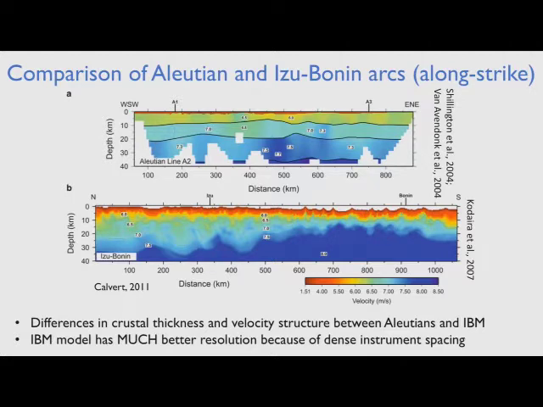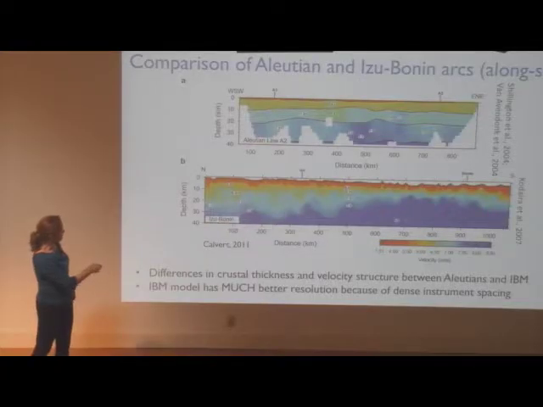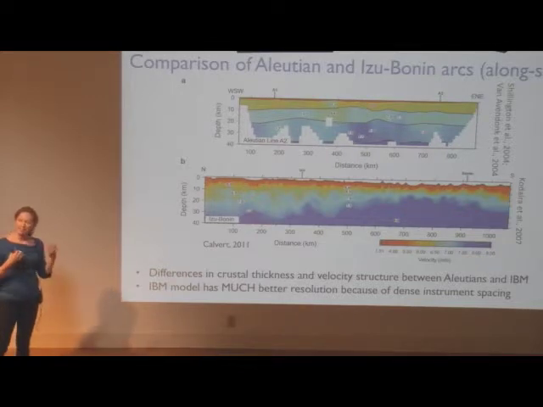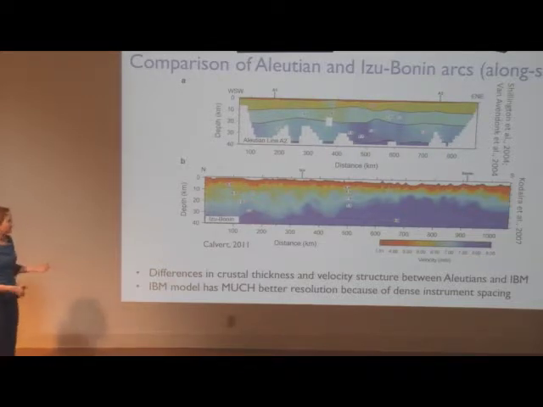But even from these more sparse data sets we have in other island arcs besides IBM, we see pretty big differences in the overall velocity of the crust. The Aleutians are much faster than this crust. We see changes in thickness, both of course along this arc, but between the Aleutians and IBM, the Aleutians are a little bit thicker. And so I think that this image is a real call to action for us to see if there's similar things going on in other island arcs.